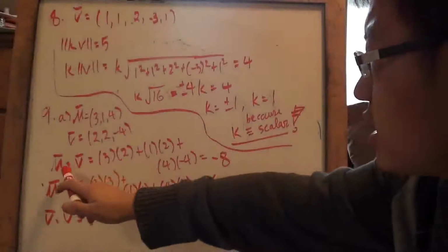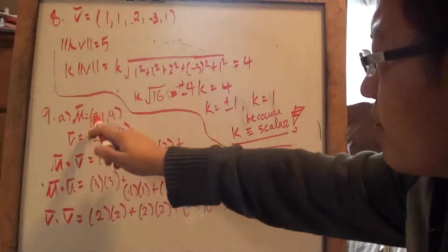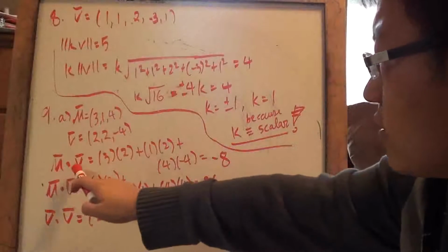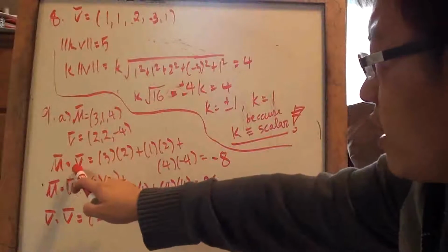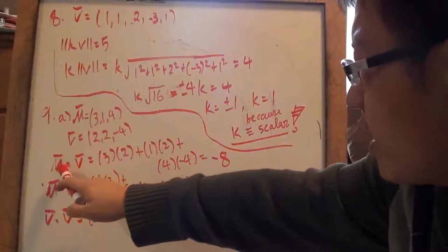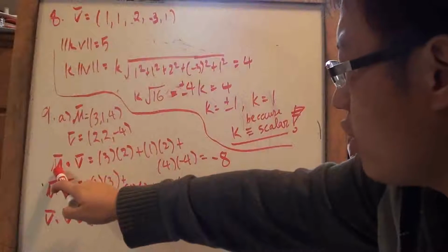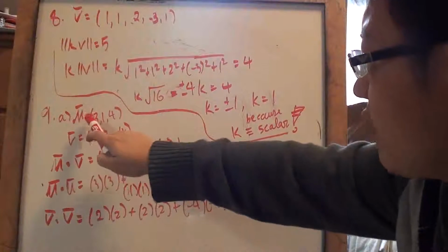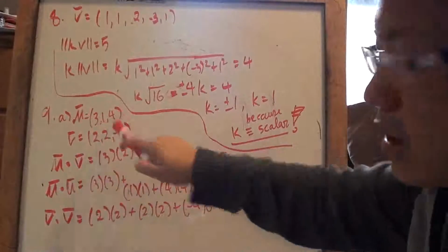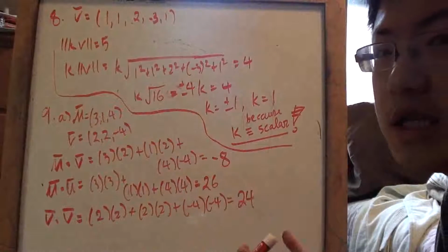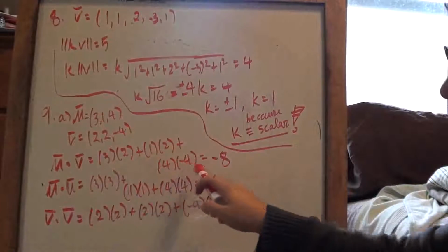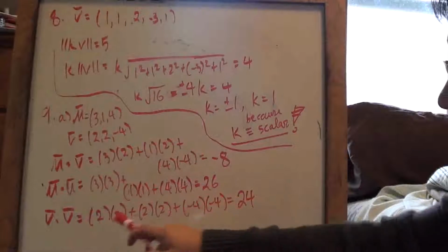So all you're doing is multiplying each of the entries in the same position, and then summing it all up. Here, you're finding the dot product of vector u and vector v. The first entries are 3 and 2, so you multiply those. The second entries are 1 and 2. Just like what we learned in computer science, position is what's important here. So 3 times 2, 1 times 2, and 4 times -4, which gives you -8. And the rest of it is relatively straightforward.